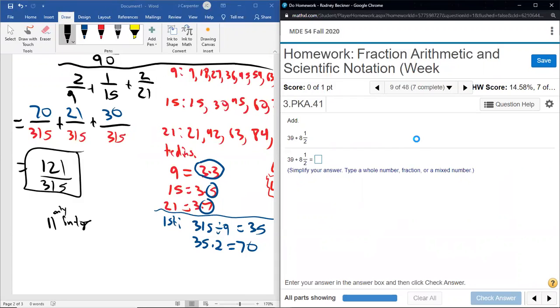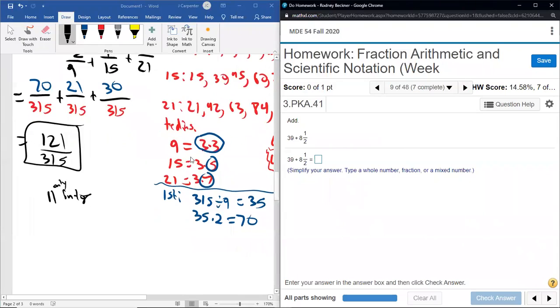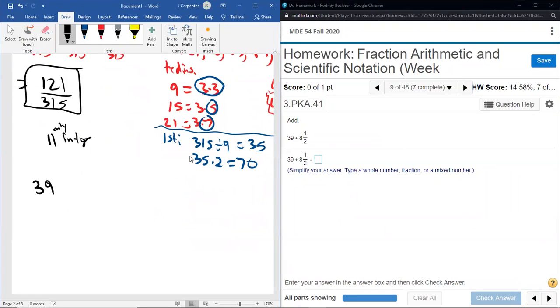All right, adding mixed numbers. I've already kind of talked about this. You just add the wholes and you add the fractions. So 39 is whole. The 8.5 has got a fraction part, so you line up the wholes and you line up the fractions. There was no fraction for the first one, so you don't write anything.